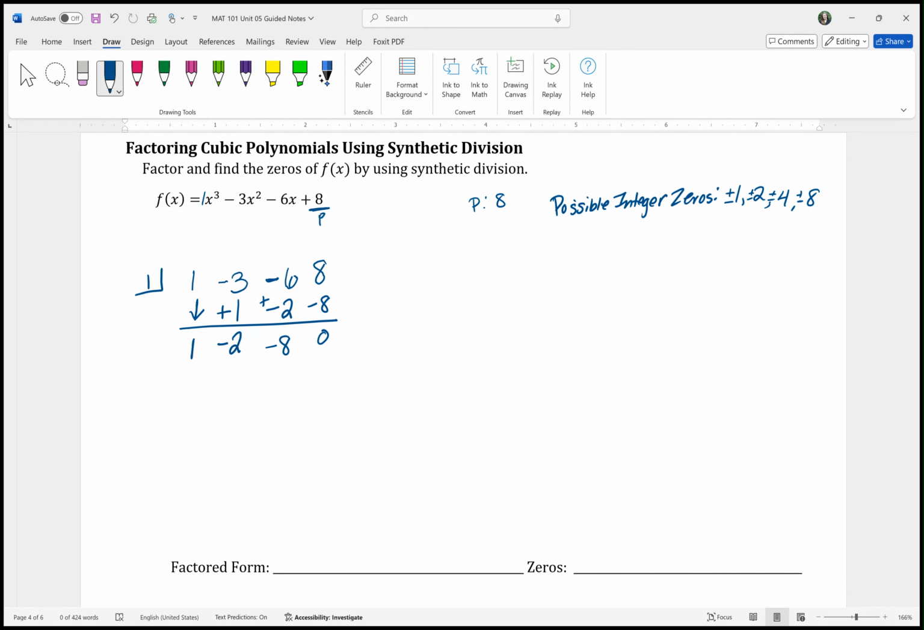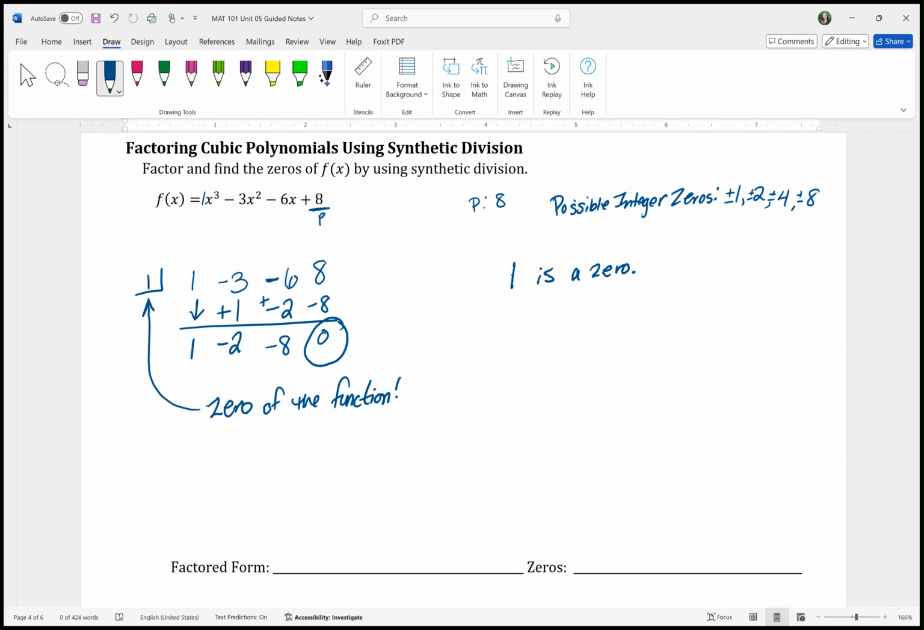Okay. What was our goal in this? Our goal was to do synthetic division until we found a remainder of 0. Because if this is a 0, then the number in the box is a 0 of the function. So what this tells me is that 1 is a 0 of the function.